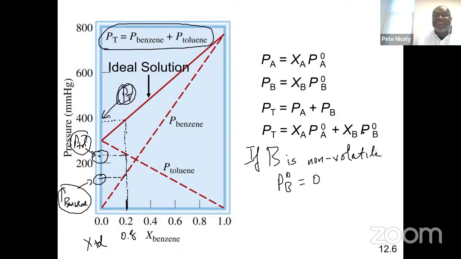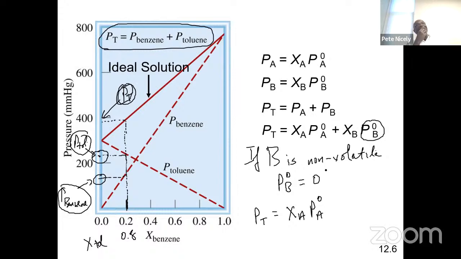So if the vapor pressure of B is 0, that means that the total vapor pressure of the solution would simply be equal to the mole fraction of A times the vapor pressure of pure A, all right? And there are some situations where that would be the case.